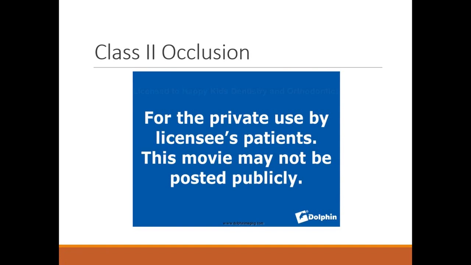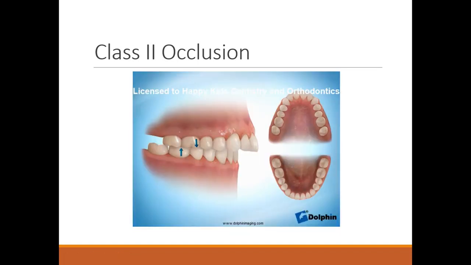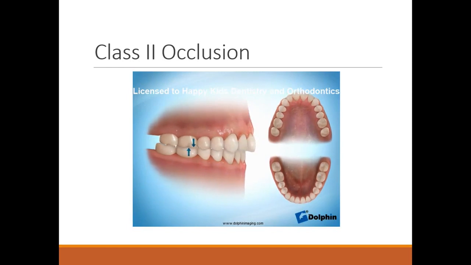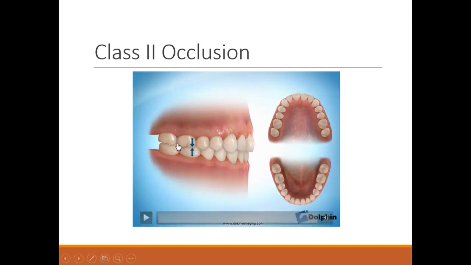Now we're going to talk about class 2 occlusion. These are terms that we really need to get familiar with. We use these a lot. With class 2 occlusion, it's going to show the molar relationship. If you notice, in a class 2 occlusion, this cusp of the first permanent molar fits perfectly into the groove of the first permanent molar on the mandible. And so we are looking for the opposite, and a class 2 is not a perfect occlusion.